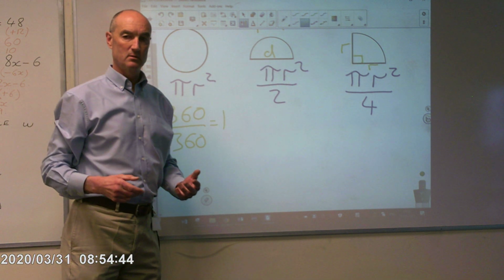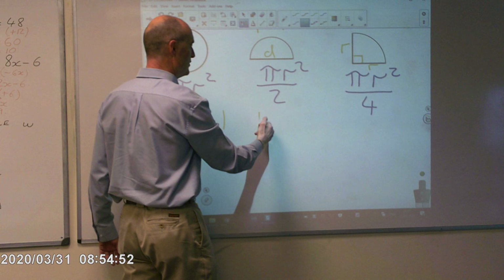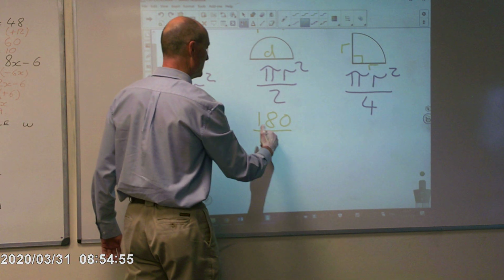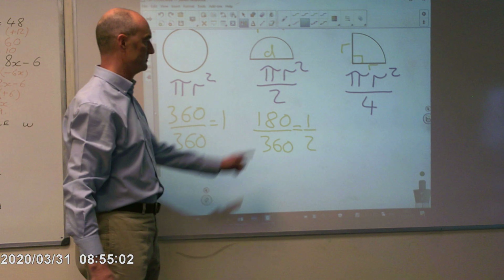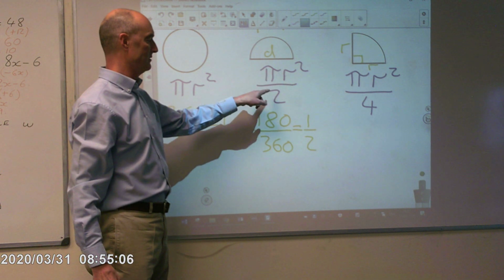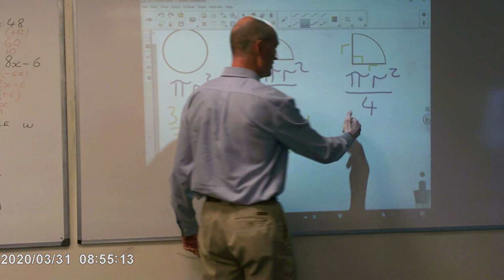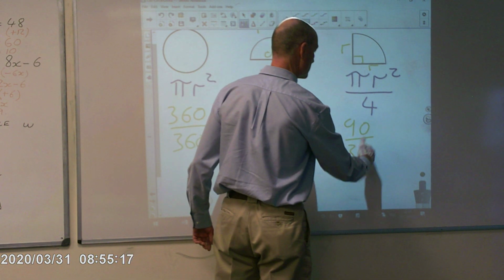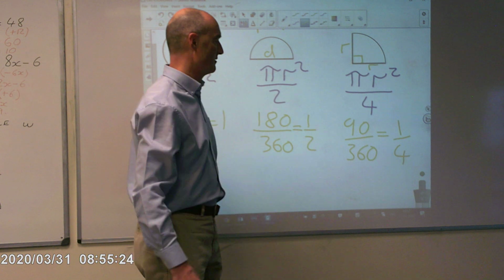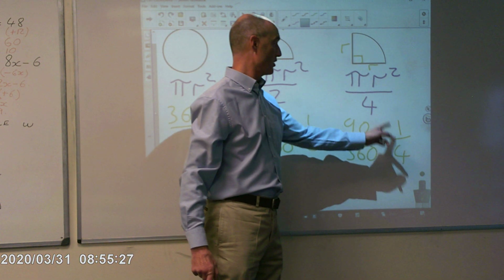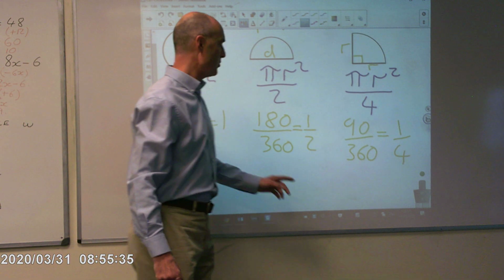For a half circle though, what are we actually thinking about? We're actually thinking about how many degrees in our 360 have we used. We've used 180 degrees out of our 360. That equals a half. Okay, so we take our original area and we divide it by 2. Here, 90 degrees. We've used 90 degrees out of our 360 degrees. 90 goes into 360 4 times. So we've used a quarter of our area up to get the area of that quadrant. That's very important you get that idea.